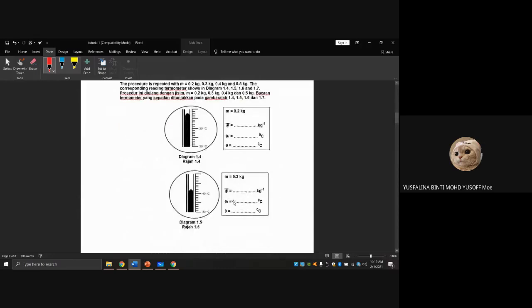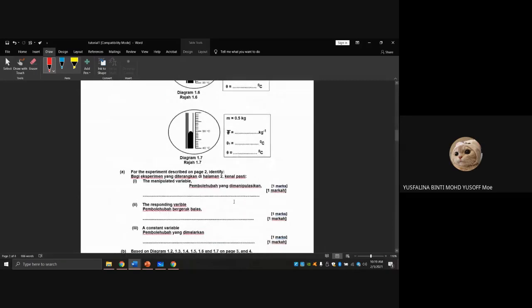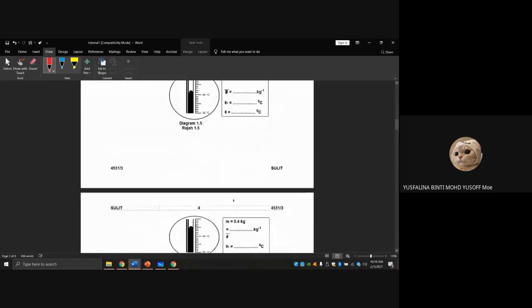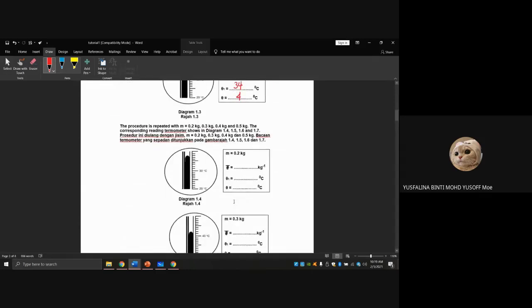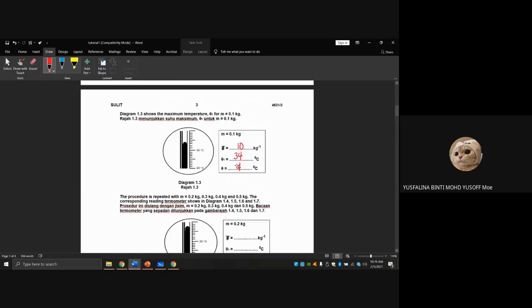For 0.2 until 0.5, I want you to read on your own and tell me when you're finished. Try to read on your own. I give you one example already. I will call random people to give an answer for each diagram.